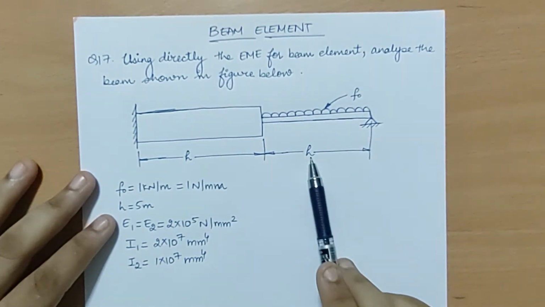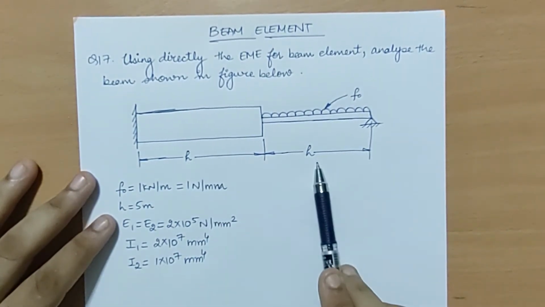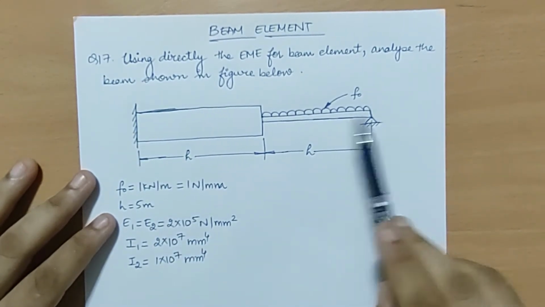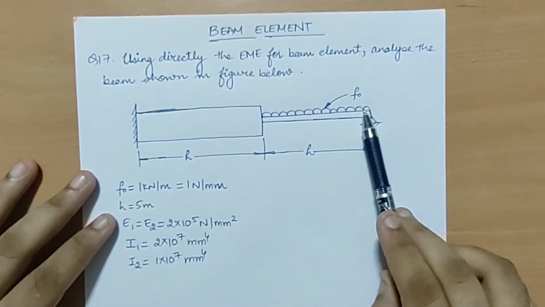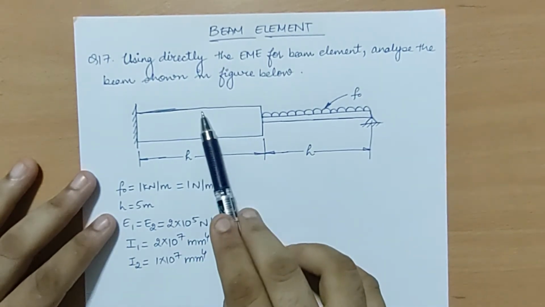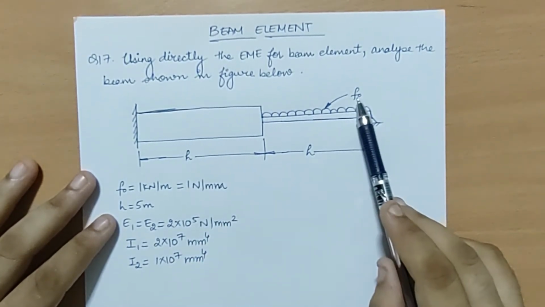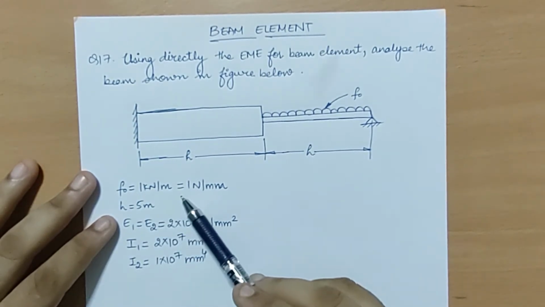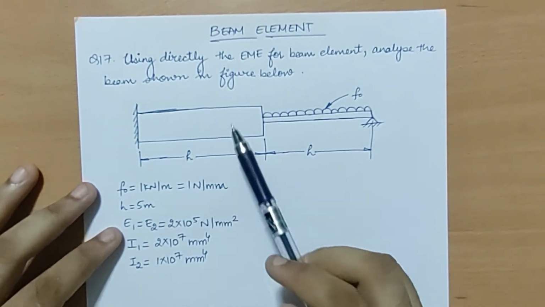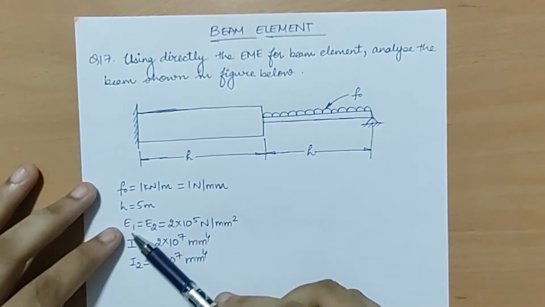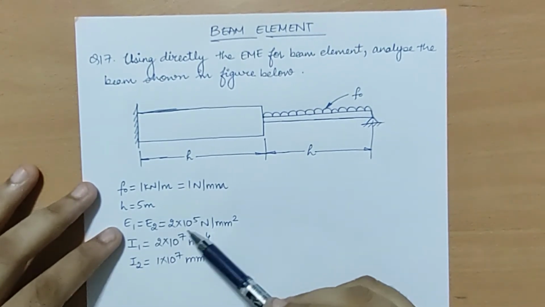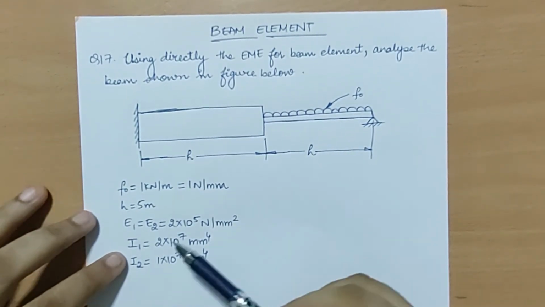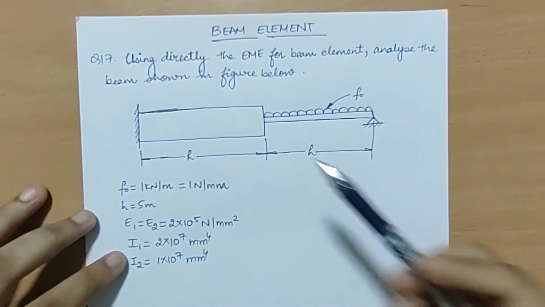Here the length of 5 meters is given to me. It is marked here as H. One side is fixed, the other end has a hinge, and here I can see a UDL. On this portion of the beam there is no load. Here the load is F0, which is given as 1 kilonewton per meter, which can also be written as 1 Newton per mm. The beam is made of material whose value of E is given as 2 into 10 raised to 5 Newton per mm square, and a cross section is given, so I1 and I2 are also given to me.